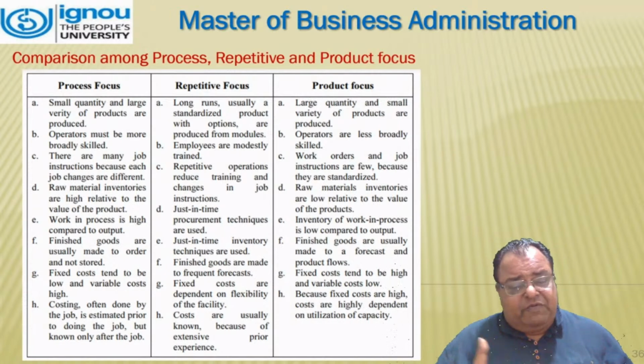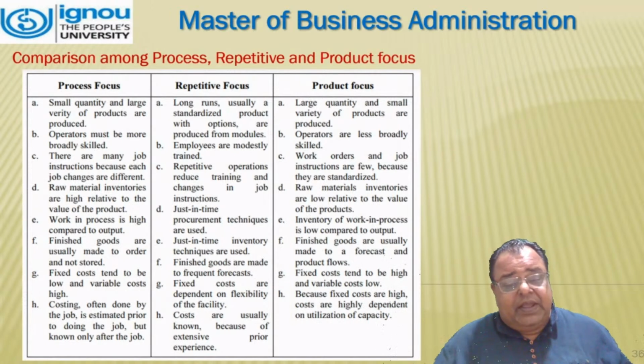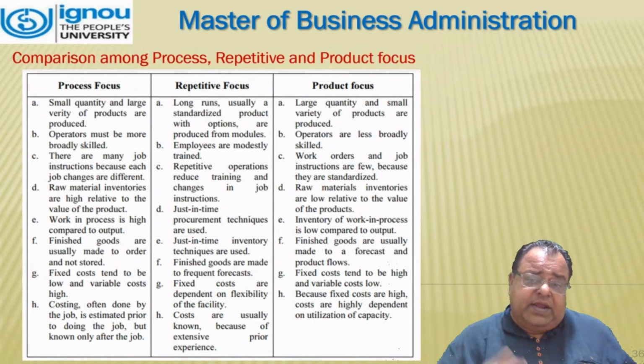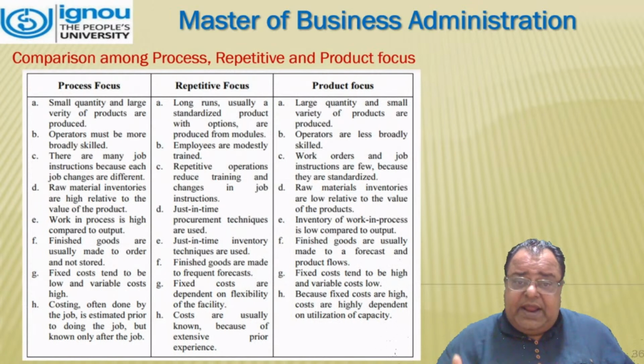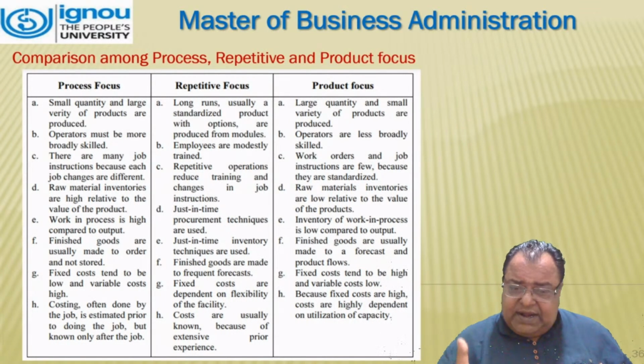Finished goods are made to frequent forecasts. Fixed costs are dependent on the flexibility of the facility, and the costs are usually known because of extensive prior experience. If we talk about product focus, here a large quantity and small variety of products are produced. Operators are less broadly skilled. Work orders and job instructions are few because they are standardized.